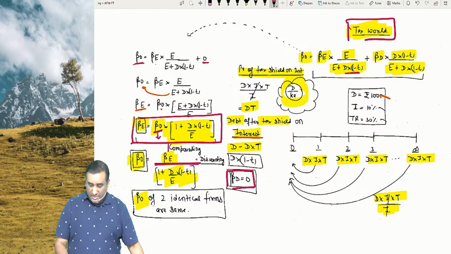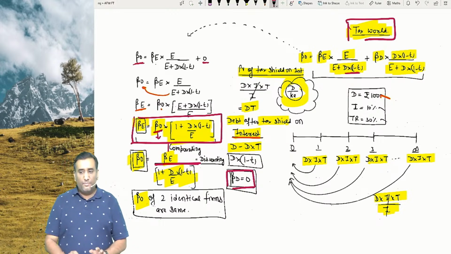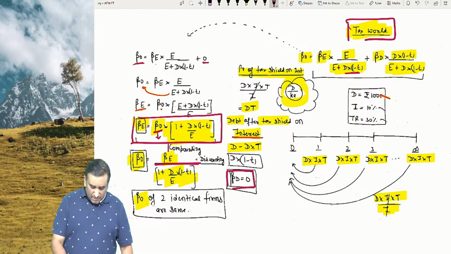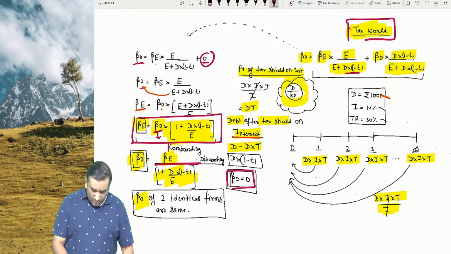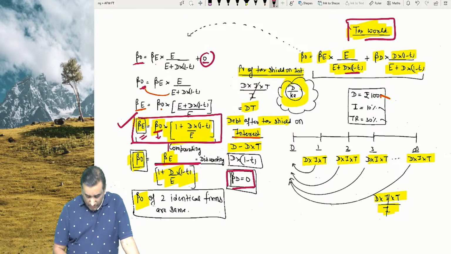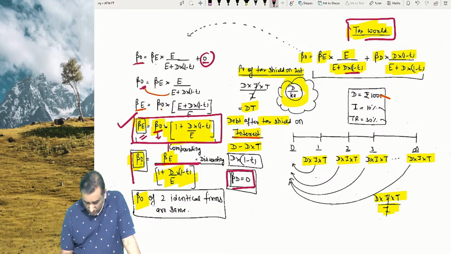Beta equity is basically a derivation, nothing else. Beta overall is beta equity into E divided by E plus D into (1 minus T) plus 0. If I bring it to this side and solve properly, my beta equity becomes beta overall into 1 plus D by E into (1 minus T). This is my first formula. This is called the compounding formula, and the second formula is the discounting formula.